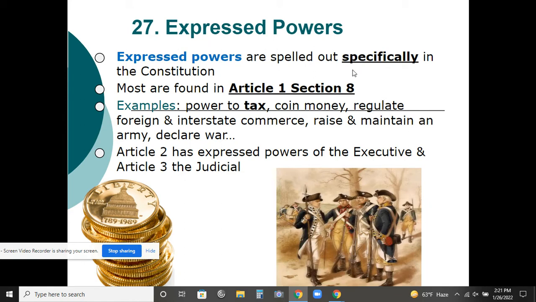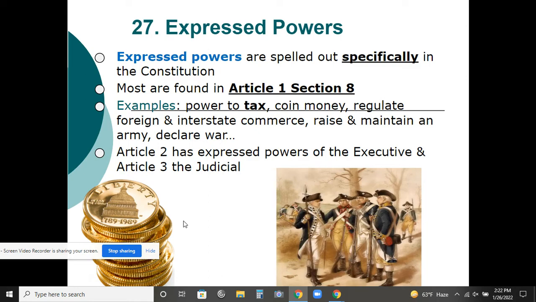Anyway, express powers are the ones specifically written out. Article 1, Section 8 has this list. Power to tax, coin money, regulate foreign and interstate commerce, raise and maintain an army, declare war. Just that in itself is a lot of power. But Article 2 has express powers of the executive, and Article 3 has the judicial powers listed. This is the Revolutionary Army. See them in their blue coats. It's the Liberty coin that was minted in 1989, which was hearkening back to the Constitution.